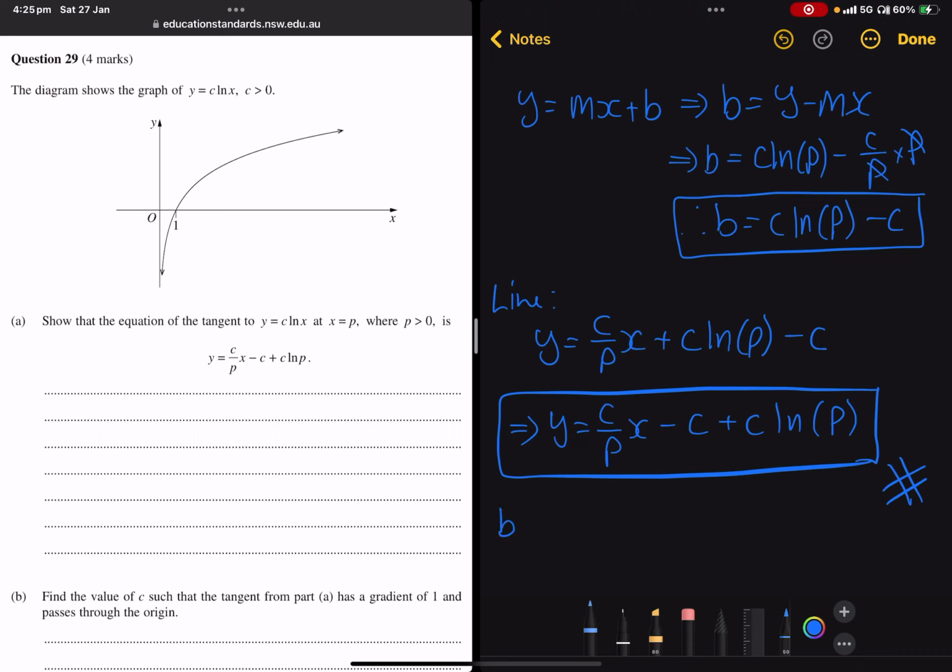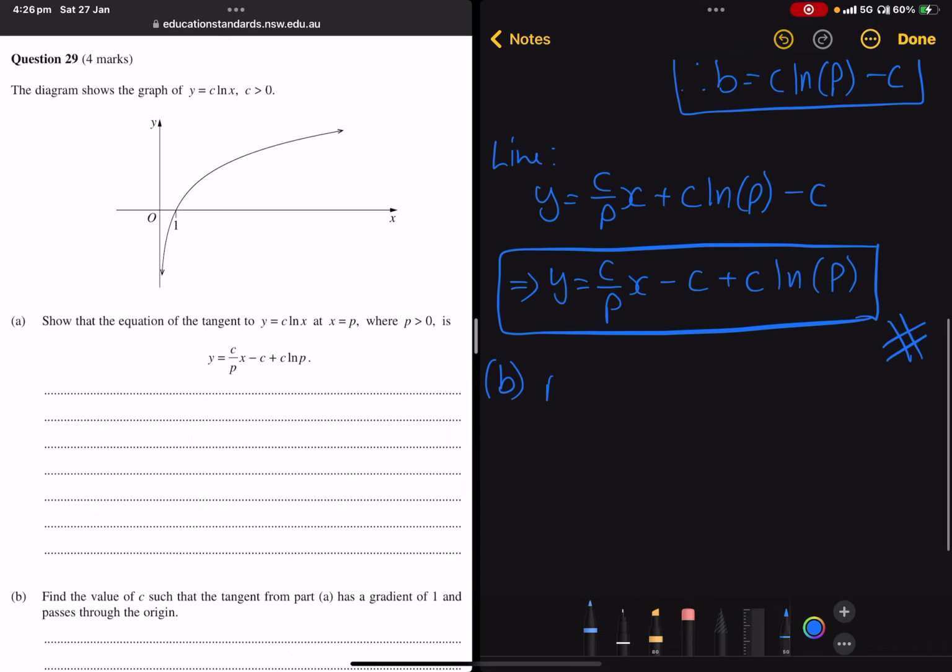Now part B, we are told find the value of c such that the tangent from part A has a gradient of 1 and passes through the origin. Well, gradient of 1 means m equals 1. m is c on p. So this means c on p equals 1. This implies that c is equal to p. So immediately we know a condition which will satisfy the value of c: the condition that c is equal to p.